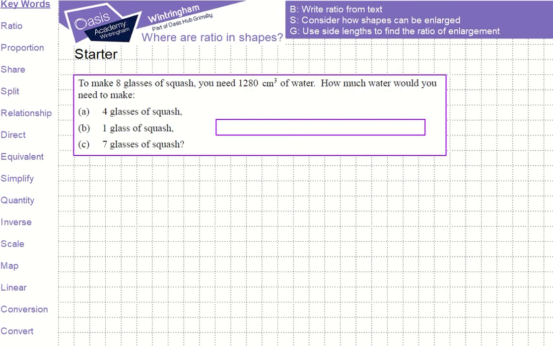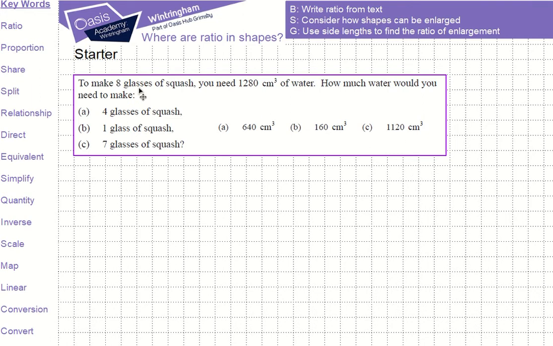The starter. There's a question on the screen. Look back at your notes from previous lessons if you are a little bit unsure. We have covered this already. Pause the video while you have a go at the question and press play when you're ready to see the answer. And there we go. Question A 640, question B 160, and question C 1120.